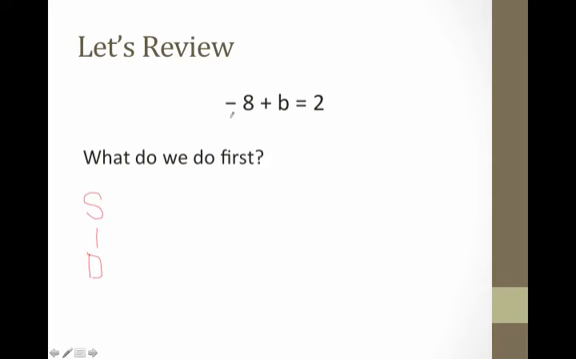So we need to get rid of that -8 by adding 8 to one side of the equation. Have to do it to the other side of the equation as well. So in fact, I get a b that is equal to 10. I'm going to put that 10 back in just to check. -8 plus 10. Is that 2? Indeed. We're good.